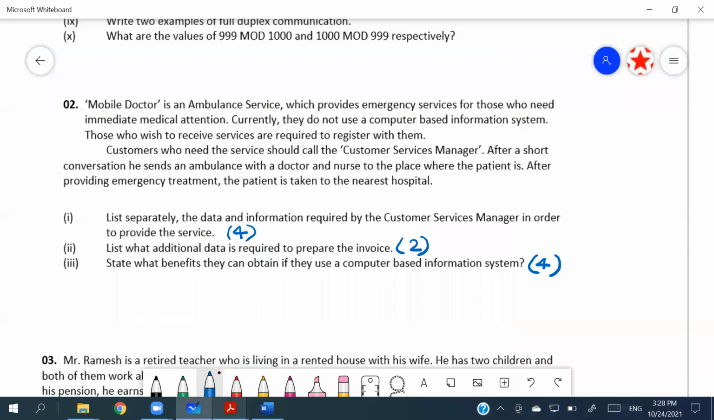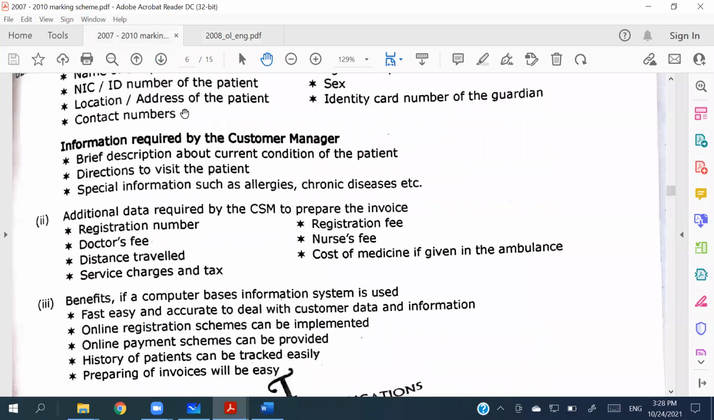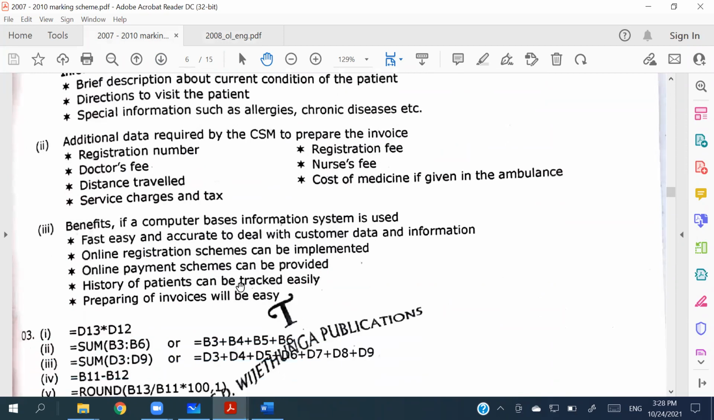So the best benefit that they are going to take is they don't need to waste their time on registering people or having the data manually on papers, right? Other than that, fast, easy, and accurate handling of customer data and information. Online registration scheme can be implemented. Online payment scheme can be implemented, right? History of patients can be tracked easily. Preparing an invoice will be easy, right? So those things can be stated.